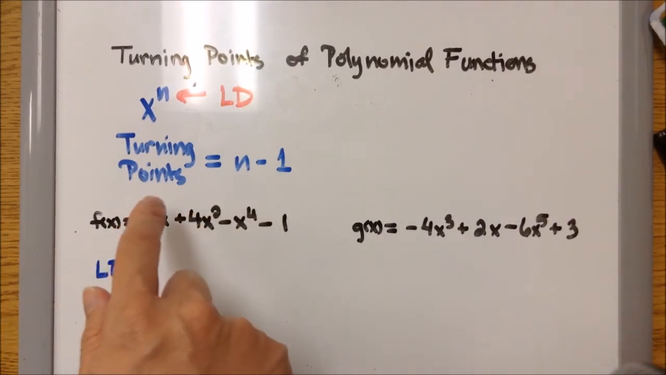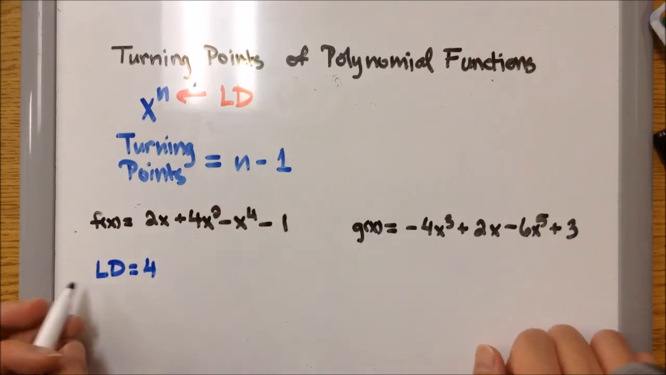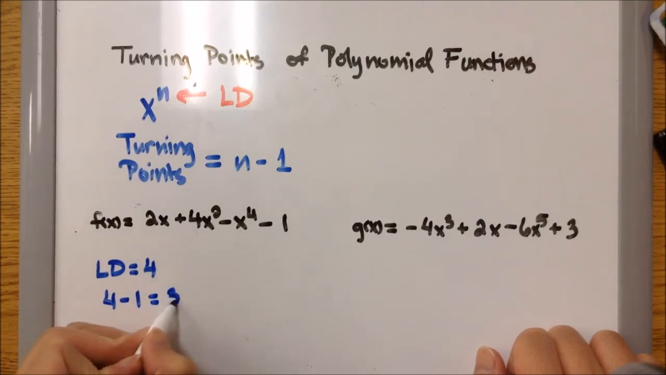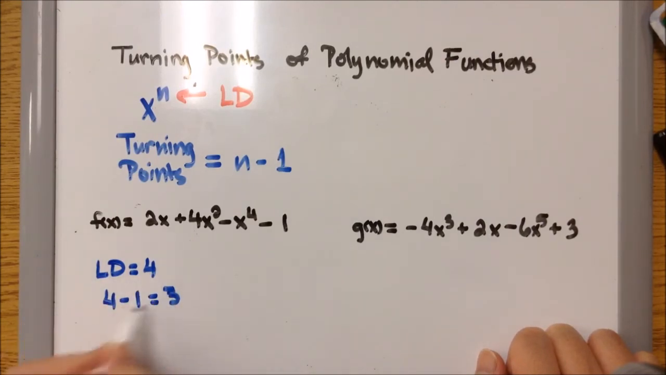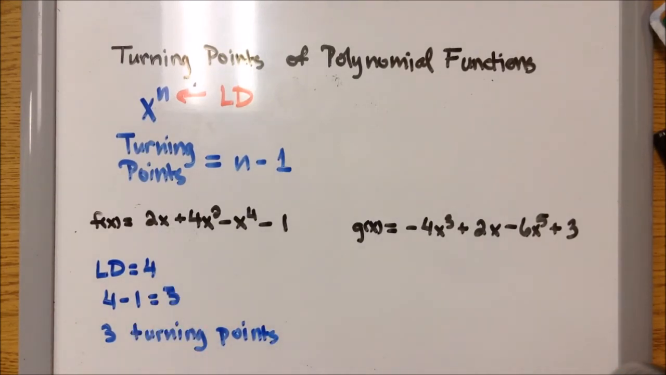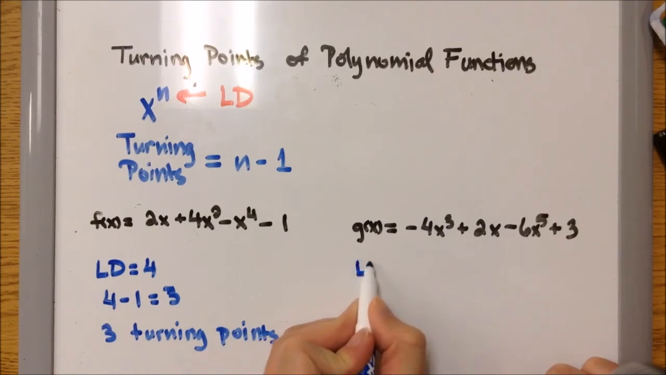Now when we're determining turning points, we're going to do n minus 1. If I were to show you step by step, 4 minus 1, which is 3. So following this rule or concept, there should be 3 turning points for that example. Now moving on to example 2, our leading degree, let me write it down here.